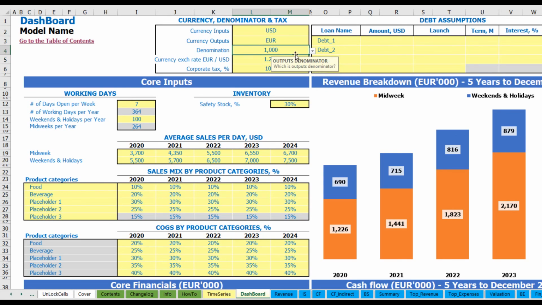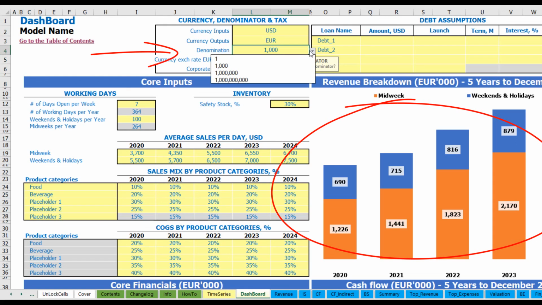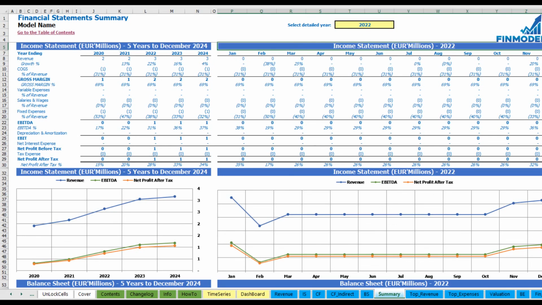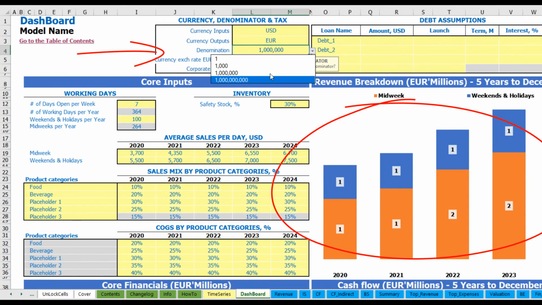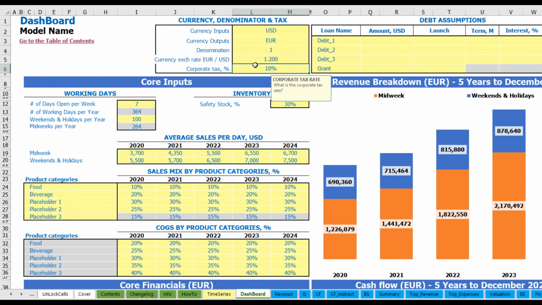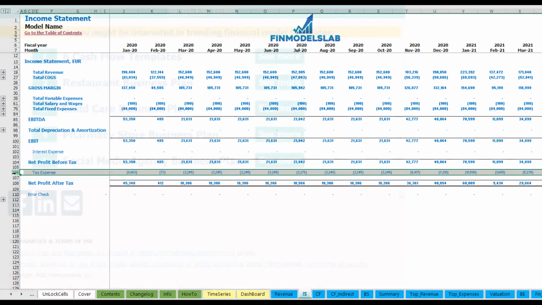Additionally, you have denomination, which means that you can denominate all your outputs on the reports. In this example, the denomination is 1000, meaning that your outputs are denominated by 1000. You can select millions. You may see that now it is in $1 million. You can also set billions or without any denomination. Additionally, you have corporate tax setup. You can change this number and this will impact tax expenses in your income statement.